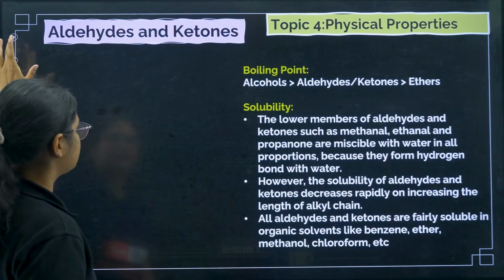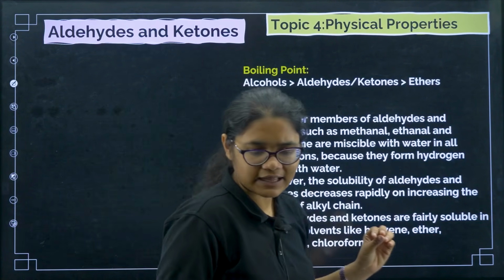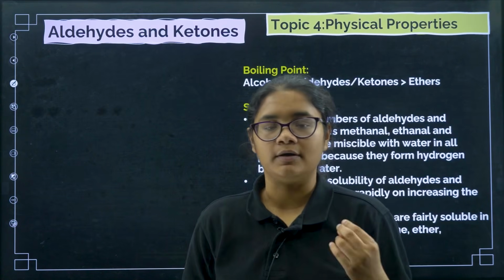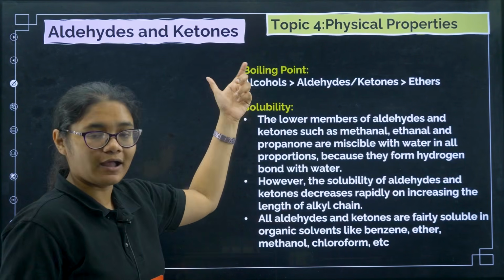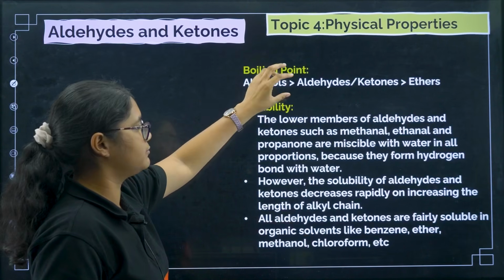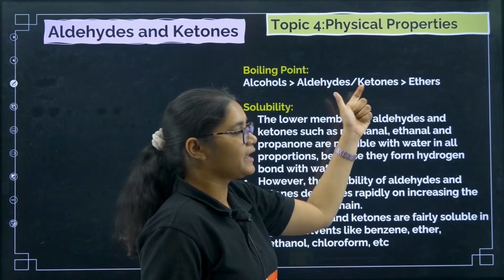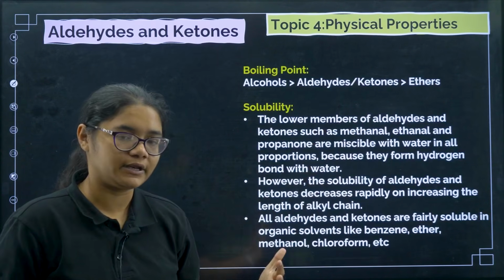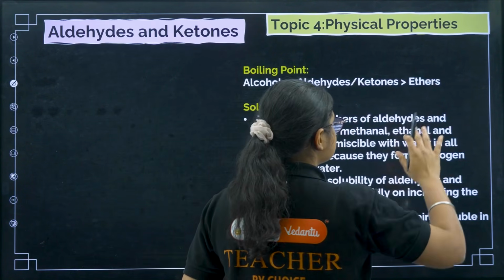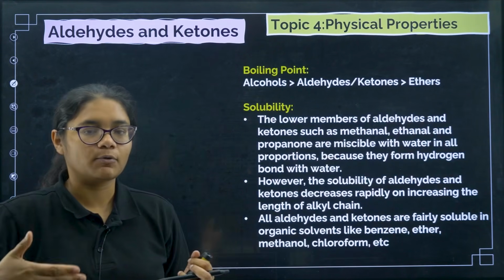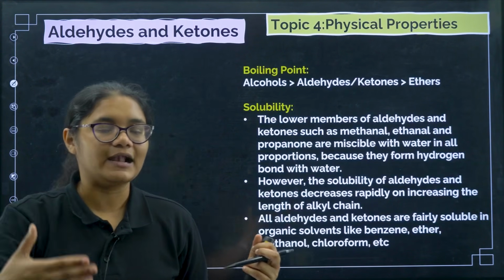Okay, so let us start with boiling point first. You know, alcohols have very strong hydrogen bonding, so they have a high boiling point. After that we have aldehydes and ketones, because they are polar in nature, they form hydrogen bonding. Next, ethers: the boiling point of ethers will be the least if you compare alcohols, aldehydes, ketones and ethers.